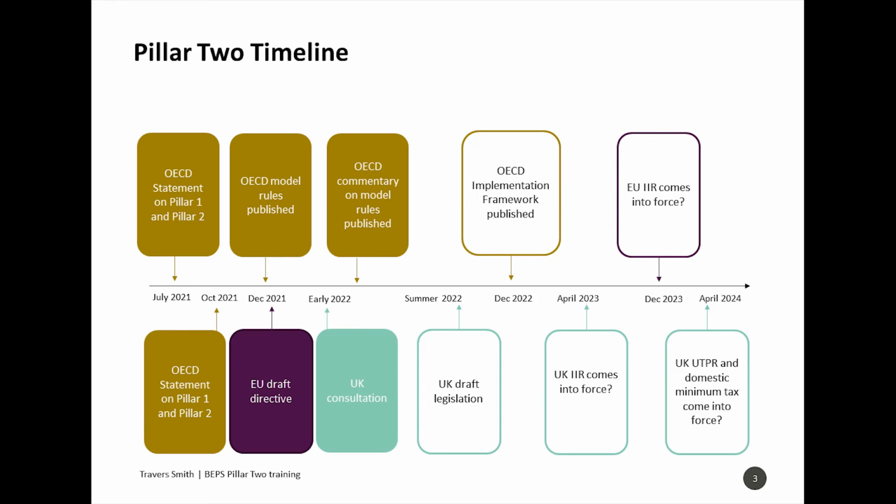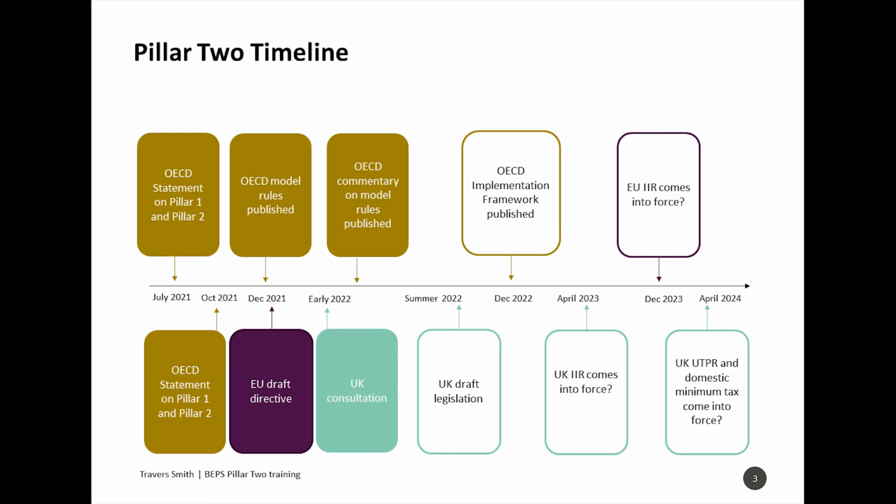Before we dive into the detail of these rules, I thought it would be useful to set out a timeline showing what has happened so far and what is still to happen. Although these measures had been negotiated for a number of years, the first real indication that we had that something was actually going to happen was when a statement was published by the OECD last July. That was followed up in October 2021 with a further OECD statement setting out what had been agreed and the timeline for the implementation of the measures.